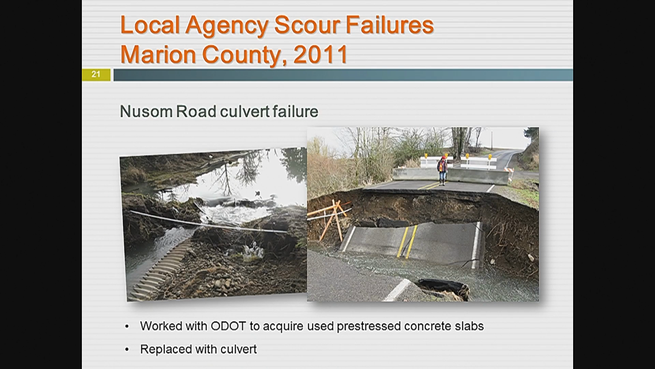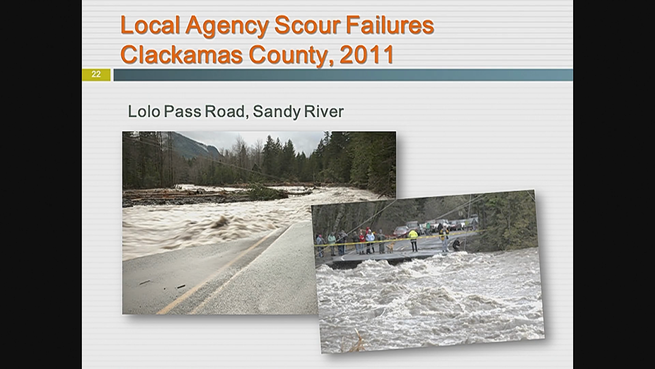Oh, this is Marion County, 2011, and a culvert failed. So we looked at maybe using a lab that ODOT had and putting it in, and they decided that that's not the way to go, and they ended up replacing it with a culvert. This one, I heard about it and just got it from the internet, Clackamas County, and got the picture, but I wasn't really personally involved with that one.